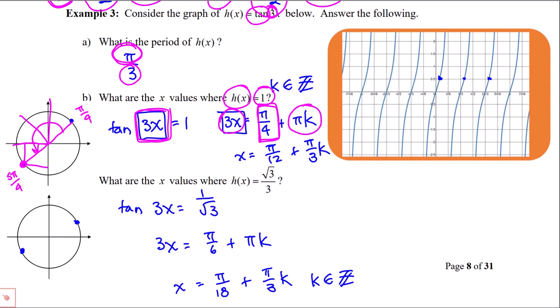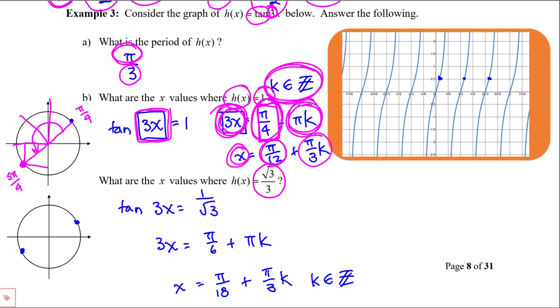If I don't want 3x, I just want x. So I divide everything by 3. Divide this by 3, I get x. Divide this by 3 is like multiplying by a third, I get pi over 12. I divide this by 3, I just stick 3 on the bottom. Again, as a reminder, k is always an integer.